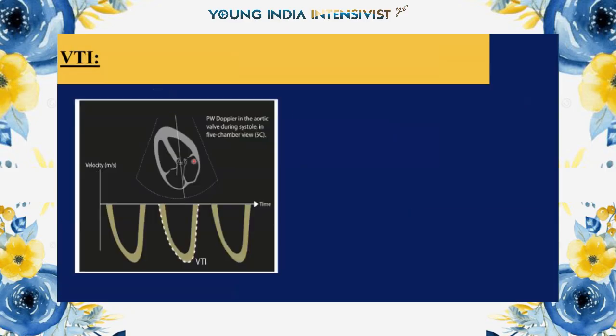So how are we going to get it? We are going to get it by putting a pulse wave Doppler in the aortic valve in the apical 5-chamber view. How to get the apical 5-chamber view? Get an apical 4-chamber view, slightly angulate the probe so that you can open the aortic valve, and put a pulse wave Doppler. When the aortic valve opens, put the sampling gate and you will get a nice VTI flow like this, and trace it.